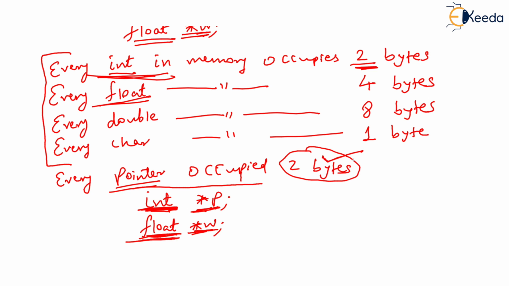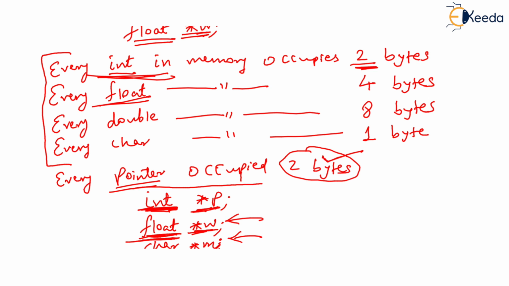So whether it is int pointer or float pointer or even char pointer, any kind of pointer, let's say I declare M as a char pointer, even this char pointer will occupy 2 bytes. What you have to understand in this concept is that pointer doesn't store a float or a char. Come on, what does a pointer store? Pointer actually stores address, which is always a whole number, which is always an integer.